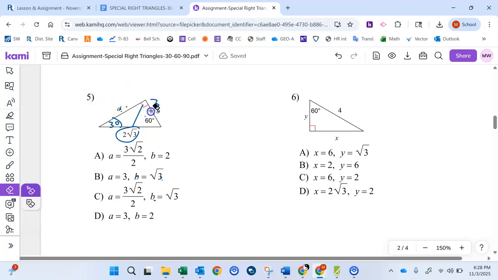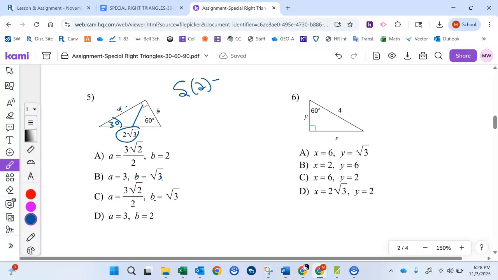So start over, okay? So what we have is a hypotenuse, right? And we know that the short leg times 2 is equal to the hypotenuse, okay? By the way, this is the short leg right here. So B is the short leg, right? So that's going to be the short leg because that goes with the 30. So that means the short leg times 2 is equal to the hypotenuse.